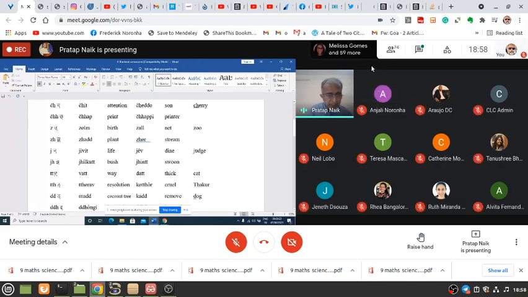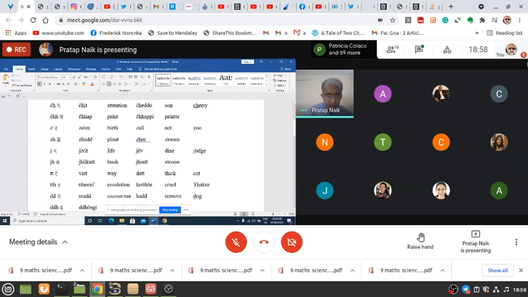Then comes the aspirate sound of this ta, tha. Tharav, resolution, which you take in a meeting, tharav. Another example, kator, cruel.